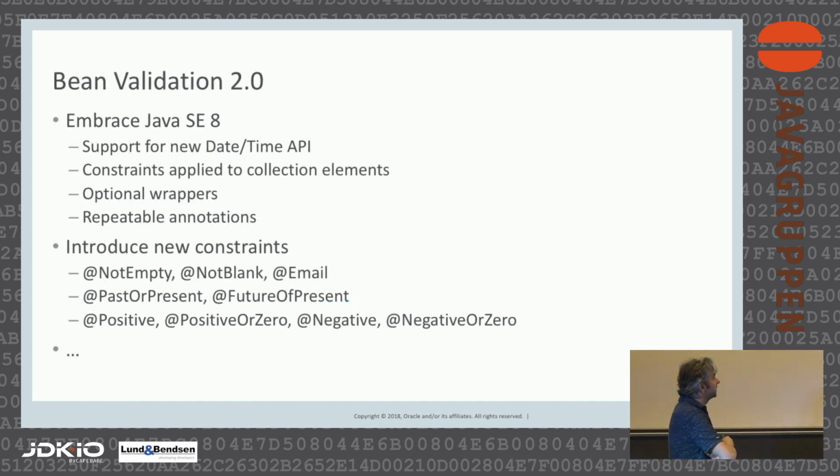And finally, Bean Validation 2. Bean Validation 2 was basically about adding support for constraint validations that were part of Hibernate Validator, like @NotEmpty, @NotBlank, @Email, and so on. So standardizing them. And also adding support for the new Java SE 8 constructs, like supporting the Optional type, and having the ability to do constraint validation using the new Date and Time API, and so on.